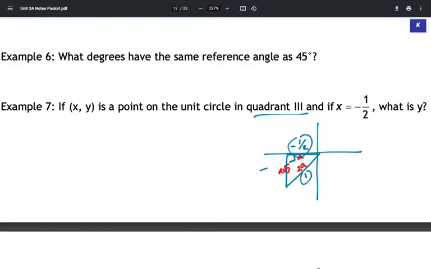So this is going to be the negative square root of 3 over 2. I just kind of wrote over the negative, sorry. So my y value would be negative square root of 3 over 2.